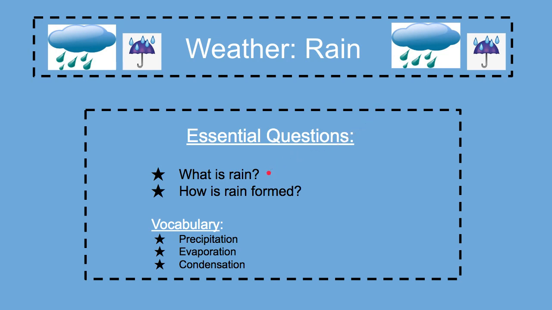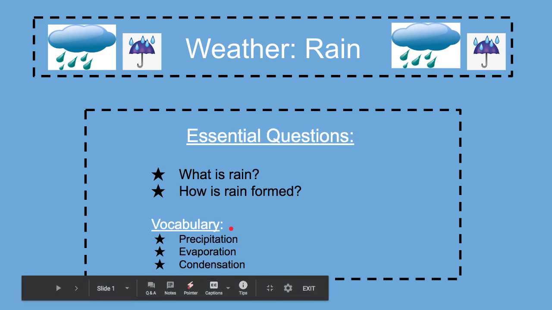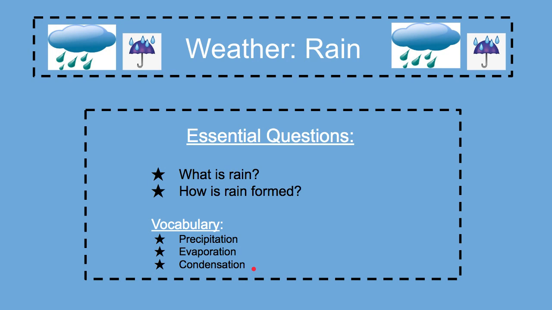What is rain? How is rain formed? And here are some vocabulary words we're going to be learning about in today's lesson. Precipitation, evaporation, and condensation. Let's begin.